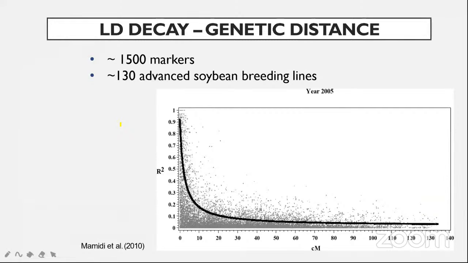Previously, when we started association mapping, this was using 1,500 markers in 130 lines, and this is using a centimorgan distance. As you could see, if I take the same 0.5 value, I'm talking about approximately 2 centimorgans distance.